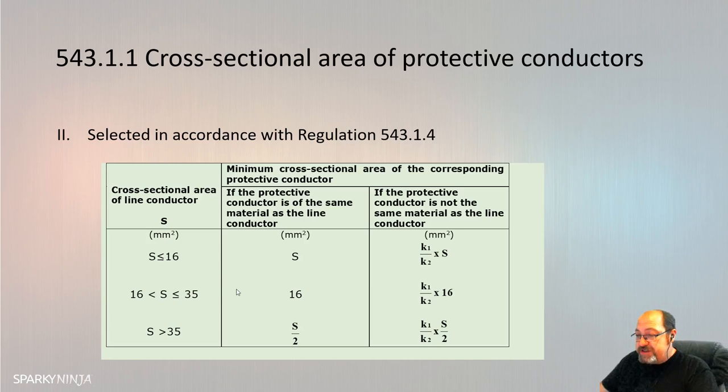Now we have types of protective conductor. It says a protective conductor consists of one of the following: a single core cable, a conductor in a cable, an insulated or bare conductor in a common enclosure with insulated live conductors. Yeah, so like a containment system. And then it says there, metal conduits, etc. as well.